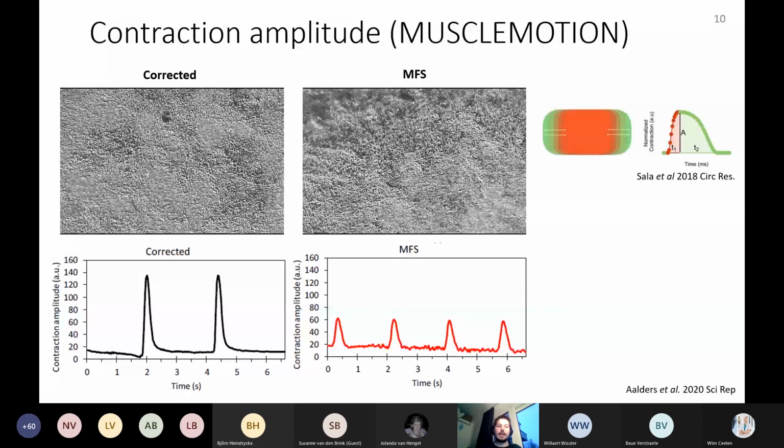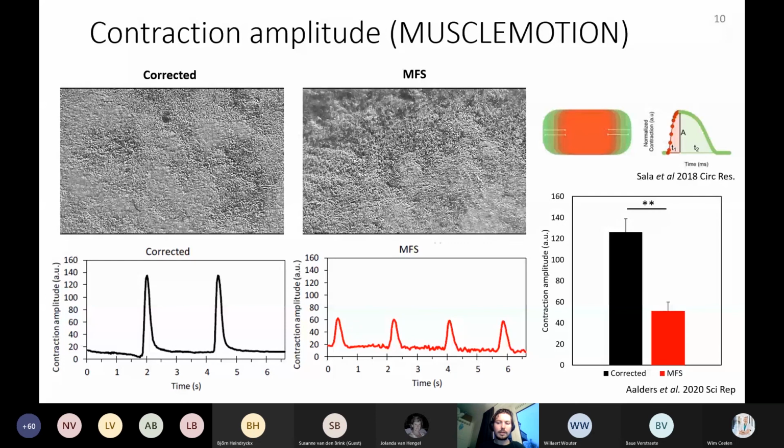There are different ways that you can analyze these kinds of videos. We used the muscle motion software tool. This is a software tool that makes use of the pixel displacement, and based on this, it calculates a contraction amplitude. If we apply this software tool on these videos, we can see that the contraction amplitude is much larger in the corrected compared to the Marfan. If you do the statistics, we can also see that it is a very significant difference. And of course, we can possibly relate these results back to the findings with atomic force microscopy, where we showed that the Marfan cardiomyocytes were much stiffer.